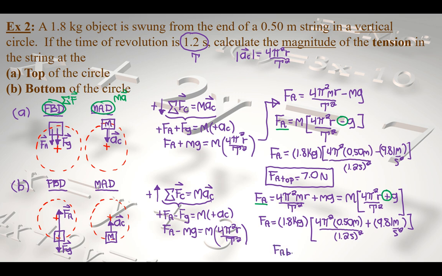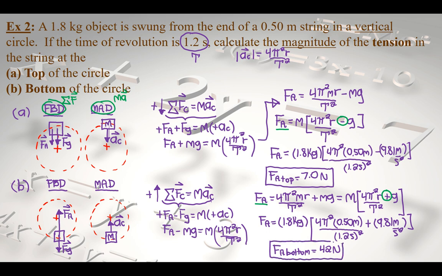And then the magnitude of the applied force at the bottom. So we'll say FA bottom is equal to, this will be quite a bit bigger. The number I got here is 42 newtons, although I think it might be 43. So let me do a quick check. 4 pi squared multiplied by 0.5 divided by 1.2 squared plus 9.81, times 1.8. It is 42. Okay, so 42 newtons.